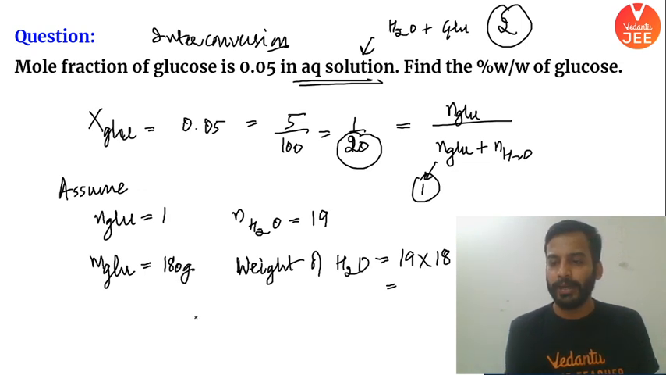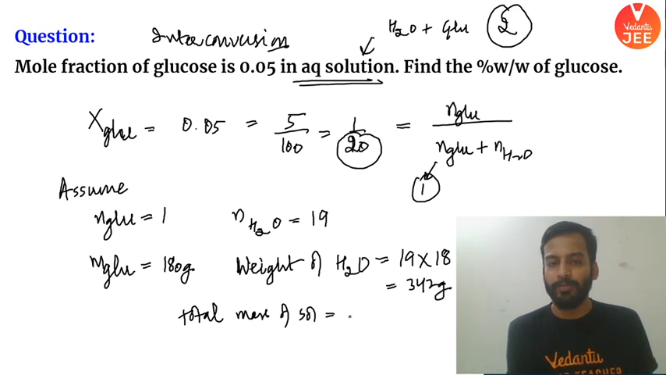Still waiting, not getting answers from your side. So total mass of solution I want to write. Yes, this is 342 gram. This will become how much? 522 gram total, 180 plus 342. Is that clear? Total mass will become 522. Yes, boys and girls, correct.